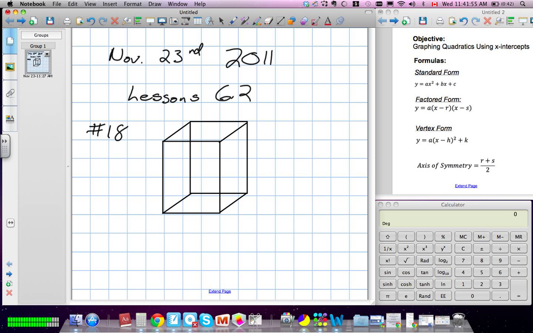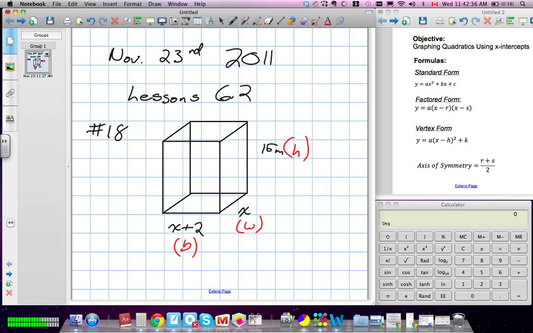Okay, so they've told us the height of this object is 15 meters. So our height is 15 meters. It says that the base of the rectangular prism, so I'm going to call the front the base, is 2 meters greater than the width. So our width will be x, and our base will be x plus 2, because our base is 2 meters longer than our width. This will be the base, the width, and the height. Okay?